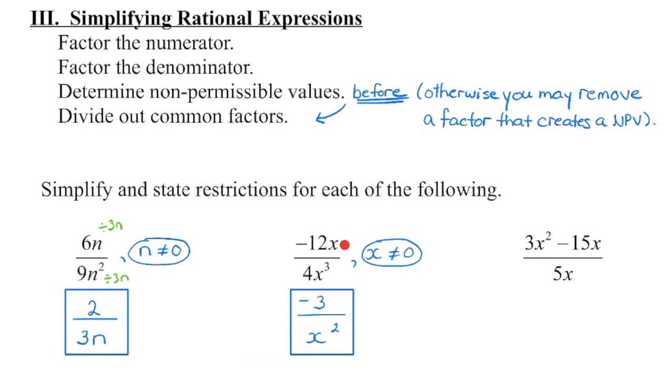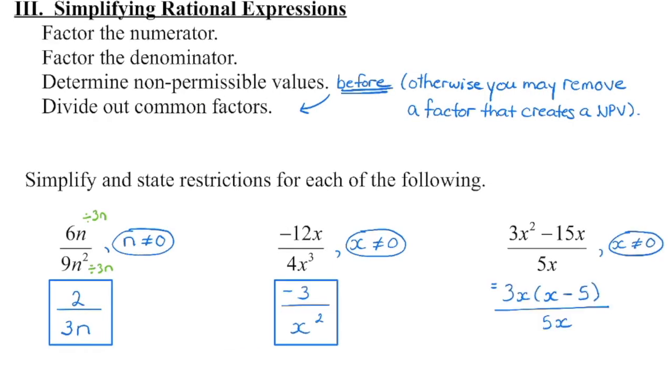Again, we cannot factor a monomial, so step 1 and step 2 are finished. Step 3, determine the non-permissible values. If we take a look at the denominator, we can see when x is 0, that whole denominator would be 0. And then if we just divide this, negative 12 divided by 4 is negative 3. And then 1x on top cancels with 1x on the bottom, leaving us with 2 x's in the denominator.